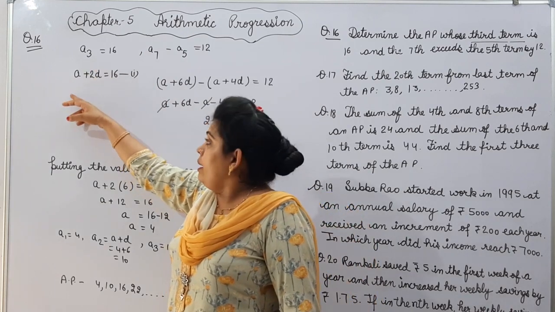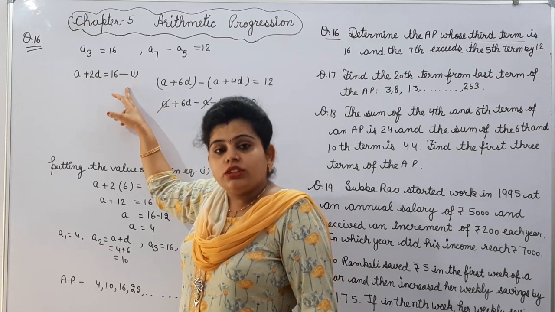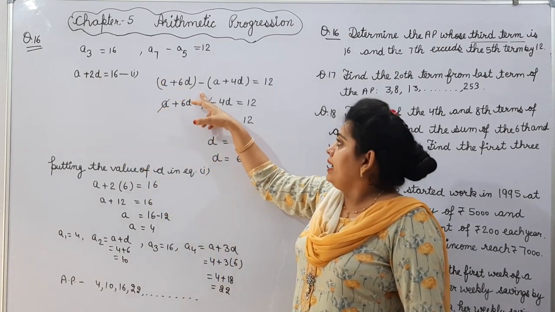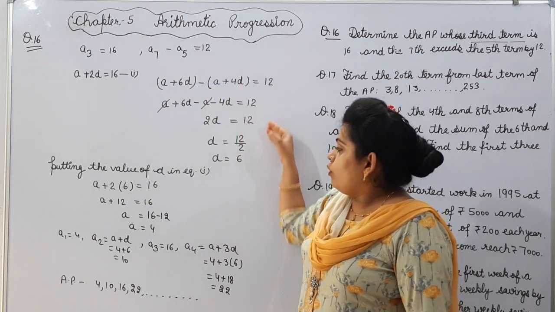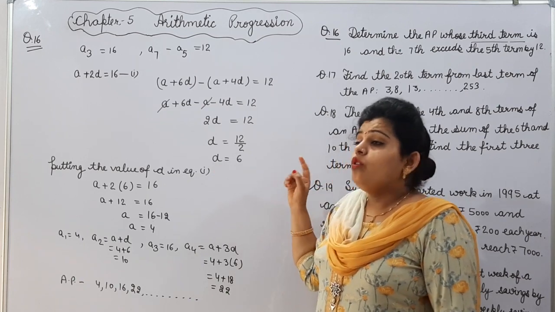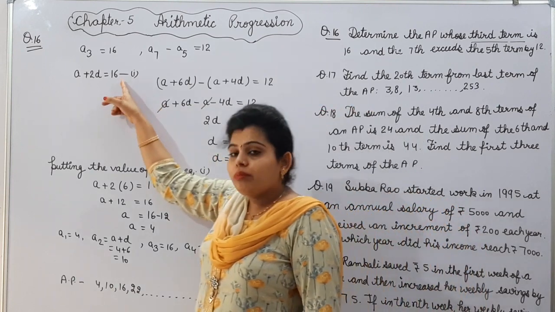A3 will equal A plus 2D, and A plus 2D is equal to 16. Let it be equation number first. Now A7 is A plus 6D, minus A5, which means A plus 4D, and it is equal to 12. So from here we get D is equal to 6. Now for finding the value of A, we will put this value of D in equation number 1.